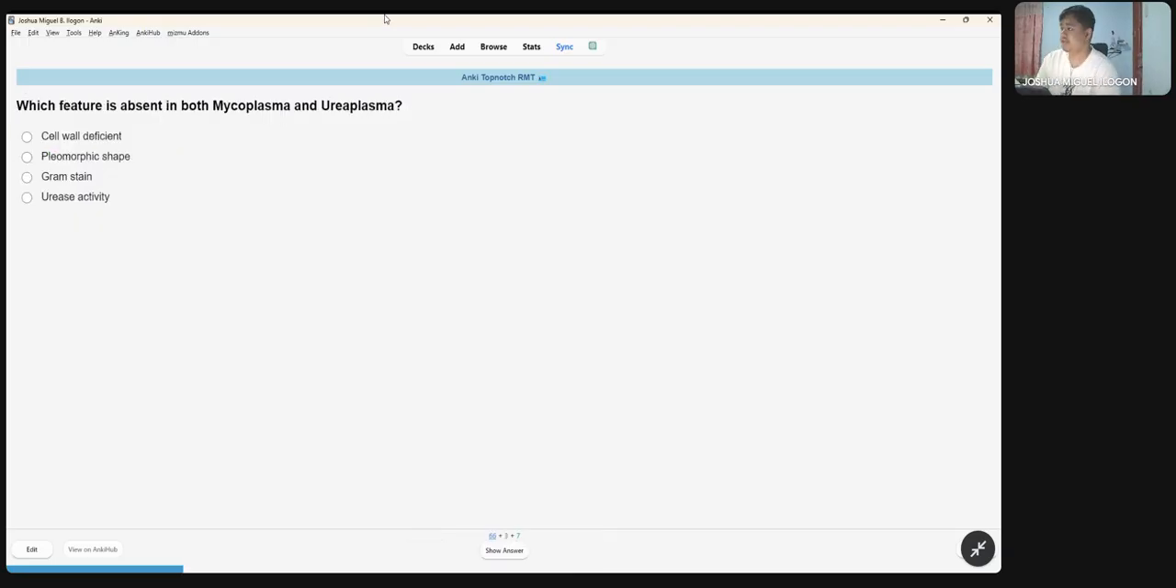Which feature is absent in both mycoplasma and ureaplasma? The cell wall.